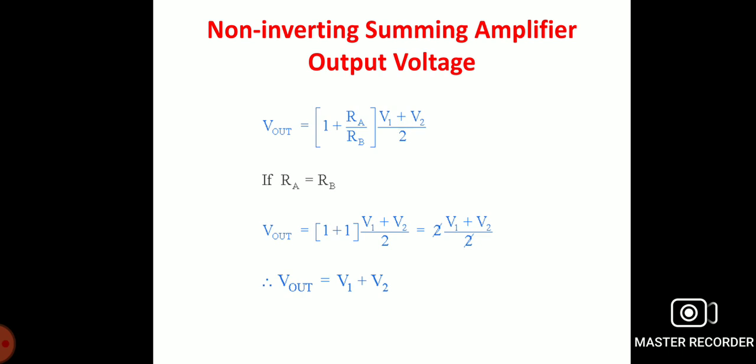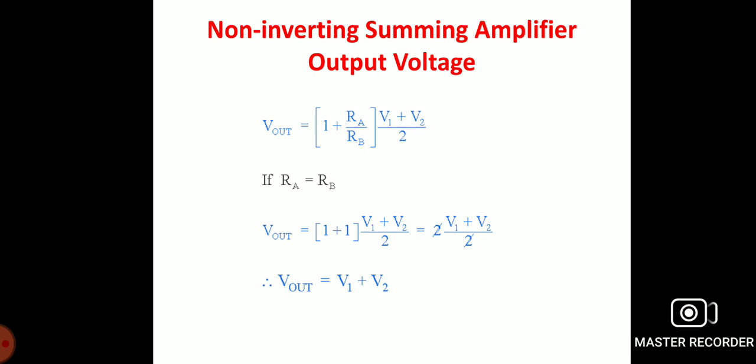So IR1 plus IR2 is equal to 0. That is KCL, Kirchhoff's current law. (V1 minus V) divided by R1 plus (V2 minus V) divided by R2 equals 0. So in these conditions, V1 divided by R1 minus V divided by R1 plus V2 divided by R2 minus V divided by R2 is equal to 0.